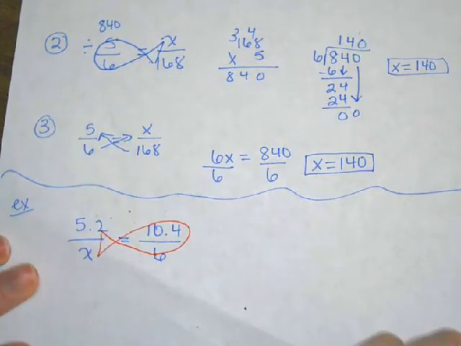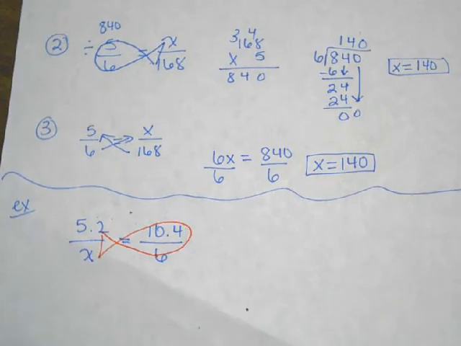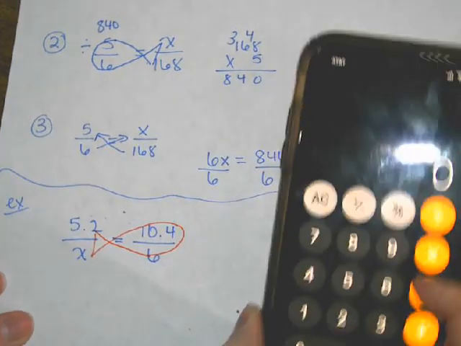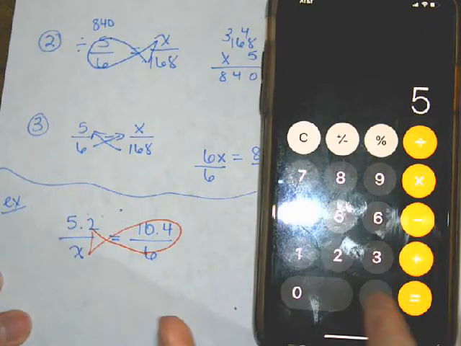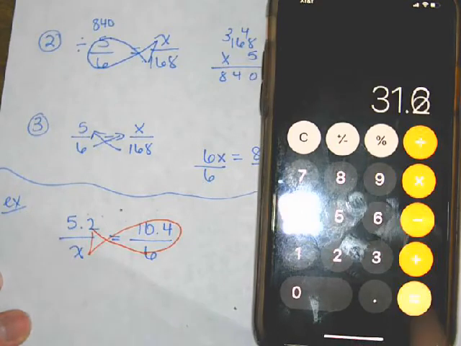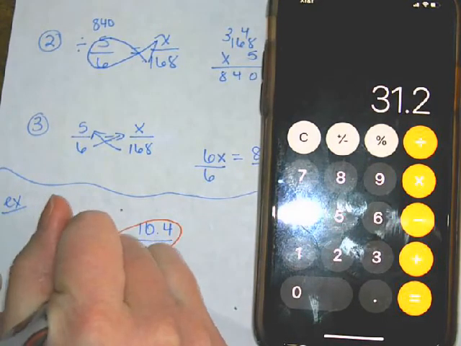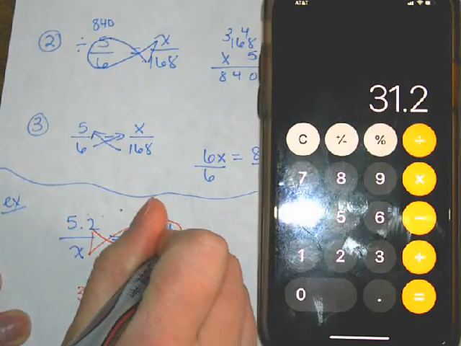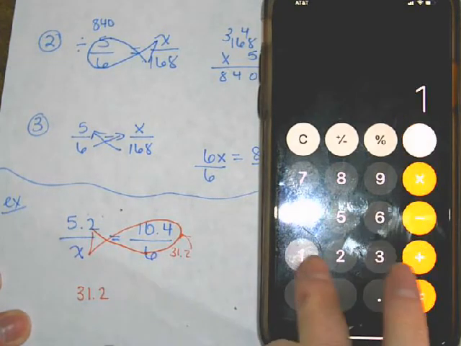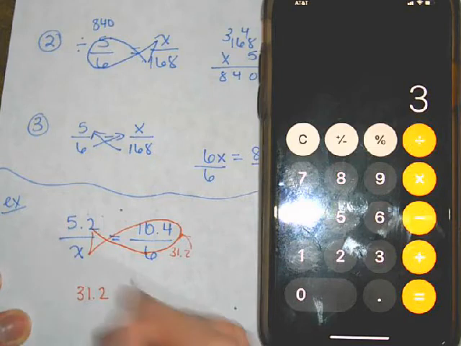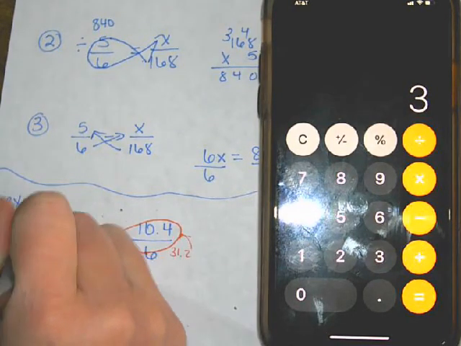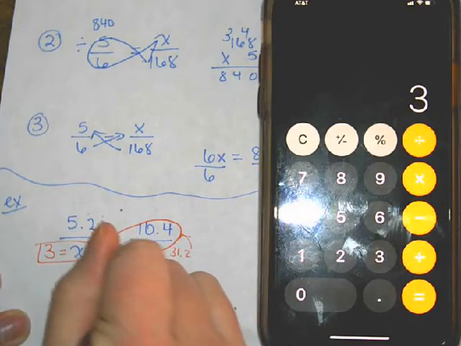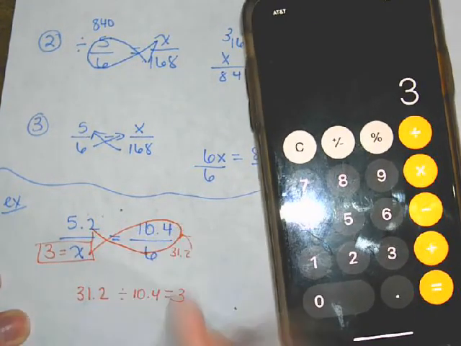So I'm going to take 5.2 times 6, and then I'm going to divide that by 10.4. If I do 5.2 times 6 in my calculator, pull that up for you. Okay, 5.2 times 6 is going to equal 31.2. And then I'm going to divide that by 10.4. And that's going to equal 3. So in this case, x is equal to 3. So 31.2 divided by 10.4 equals 3.